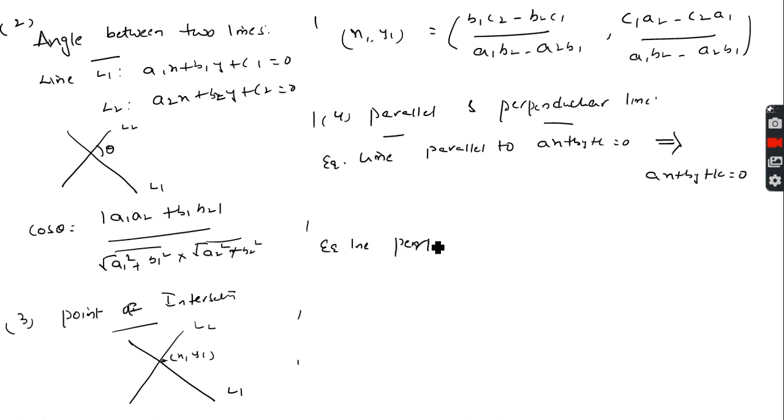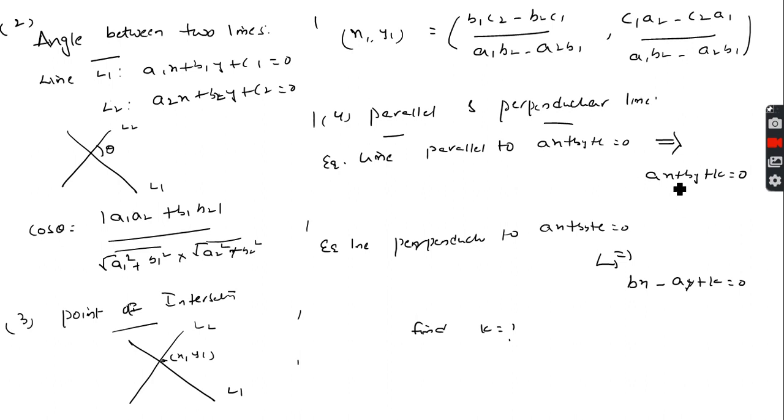Whenever we find the equation of a line perpendicular to ax plus by plus c equal to 0, what is the form? It is bx minus ay plus k equal to 0, and we find the value of k. For a line parallel to ax plus by plus c equal to 0, we just change the constant value, that is plus k: ax plus by plus k equal to 0.